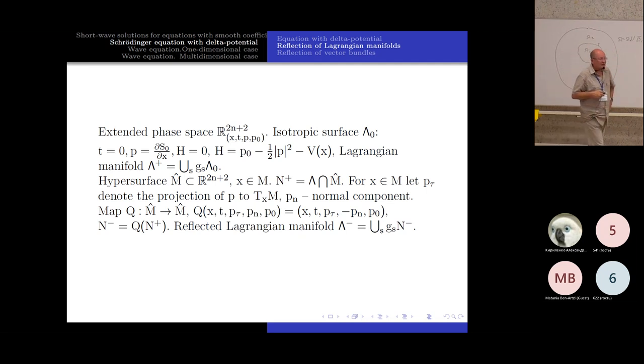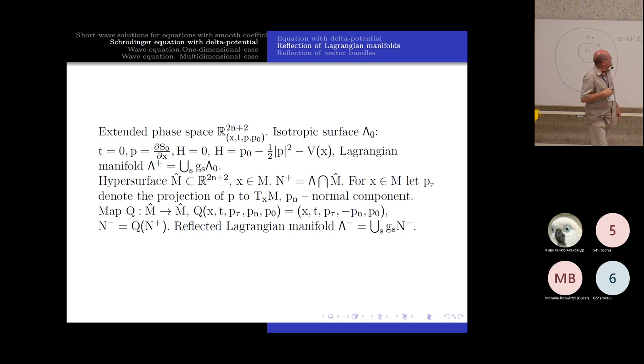Now, how to construct the corresponding geometrical objects in this case. So first of all, we have to consider the extended phase space. Instead of the space R^n, we have to consider the space R^(n+2). We have to add the time t and the conjugated variable t naught here. And in this extended phase space, we have to consider the isotropic initial surface, which is defined by the initial conditions: t is equal to zero, the p's are the derivatives of S naught, and the classical Hamiltonian, which is written down here, vanishes on this surface.